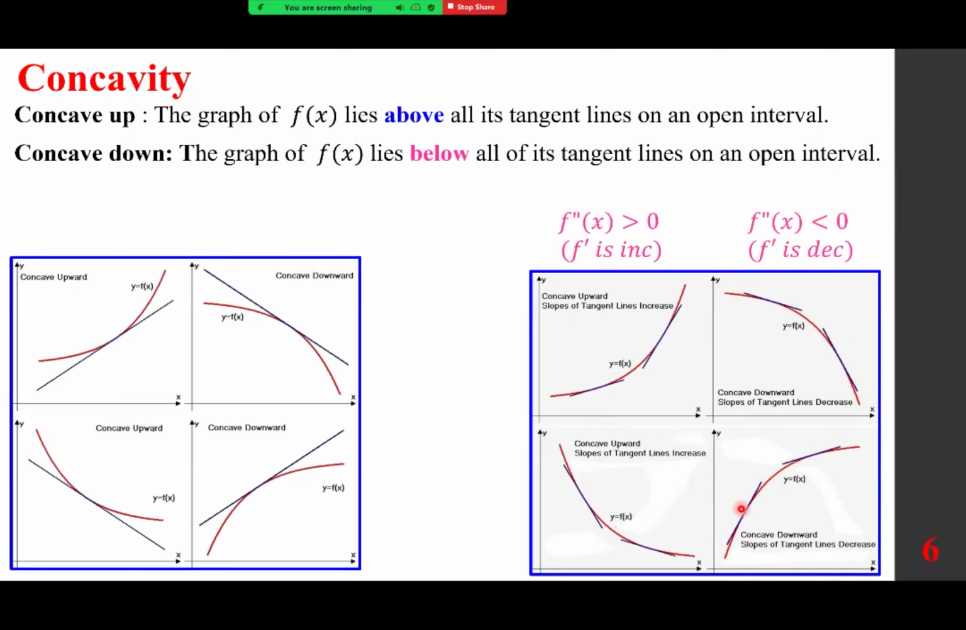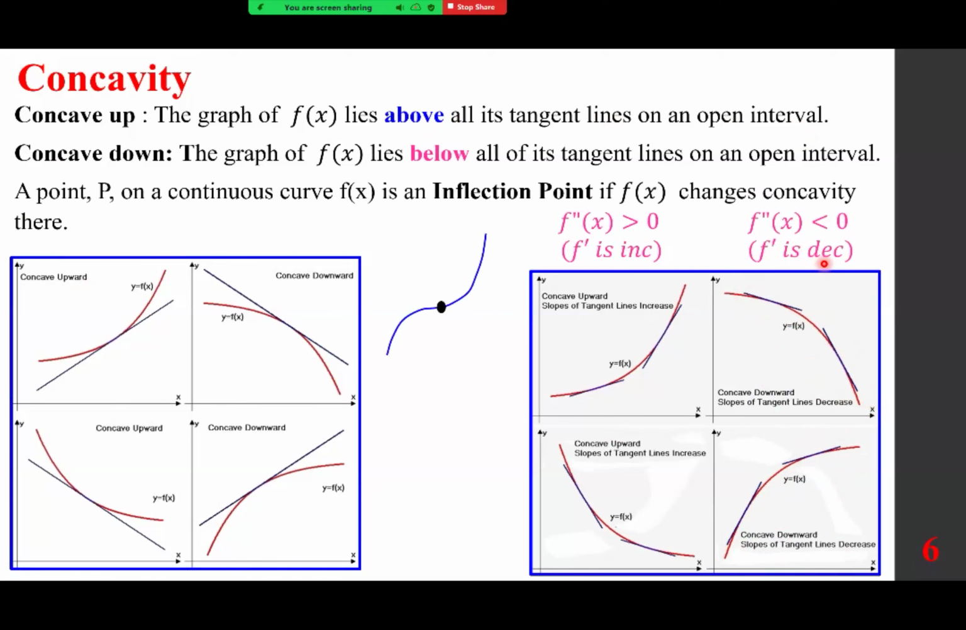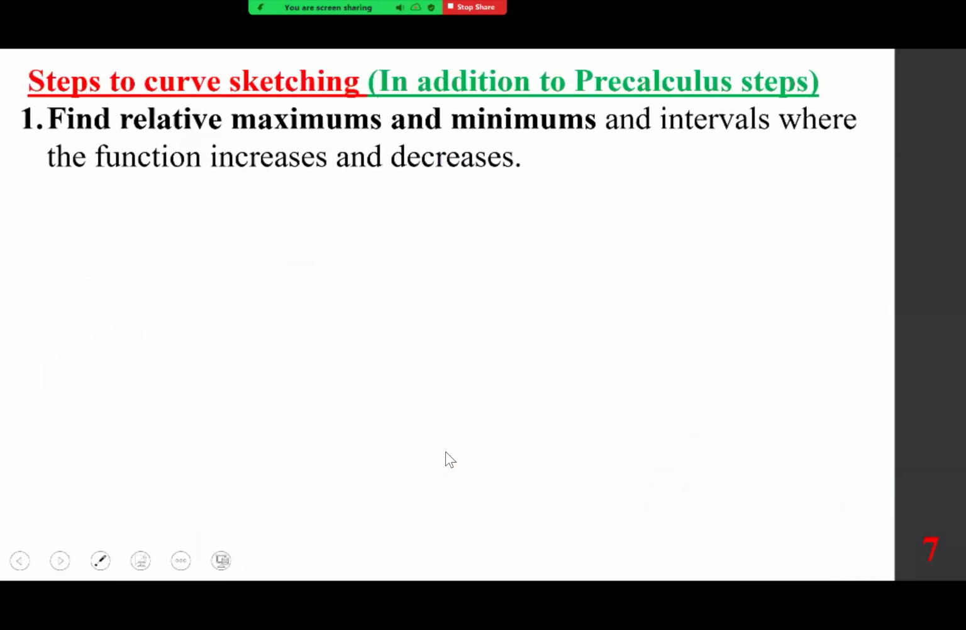This one has a larger value than this one, so that's why it's decreasing. And a point P on a continuous curve f of x is an inflection point if f of x changes concavity. Here, for example, from concave down, it goes to concave up. This is a point of inflection. From concave up it goes to concave down, IP, or the point of inflection.